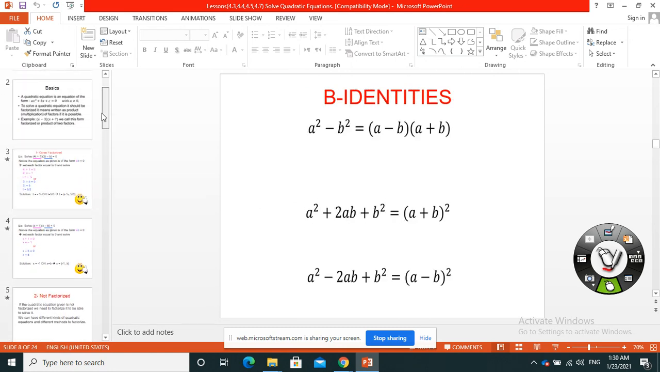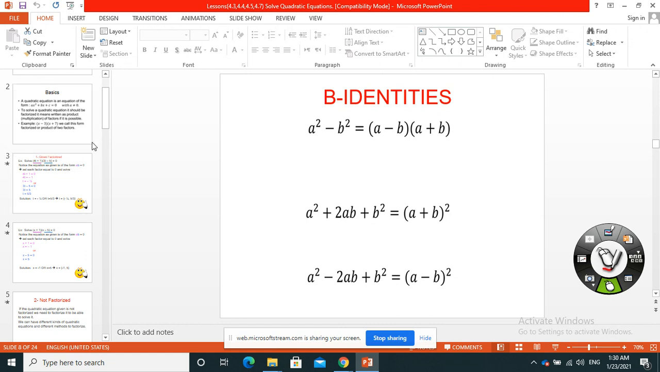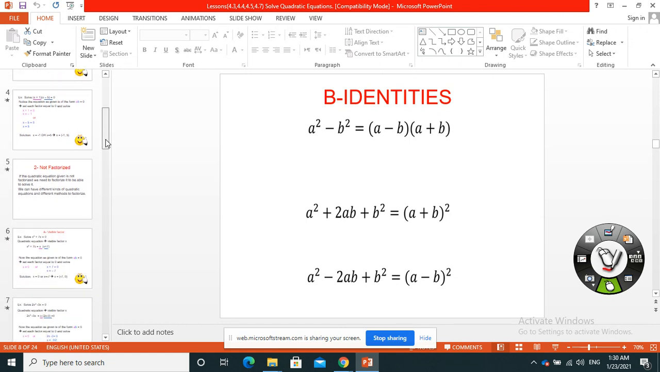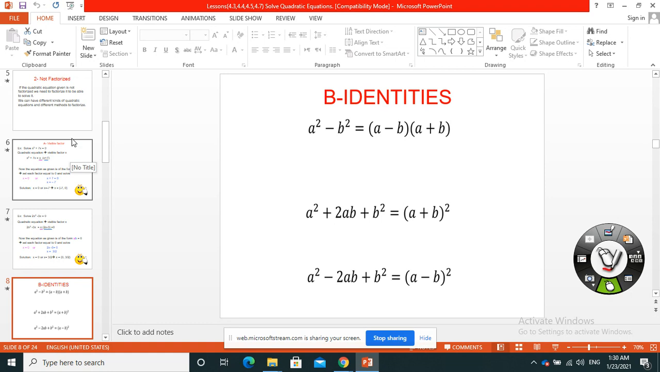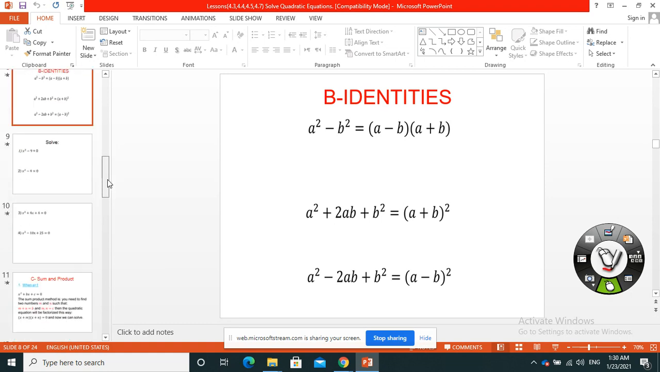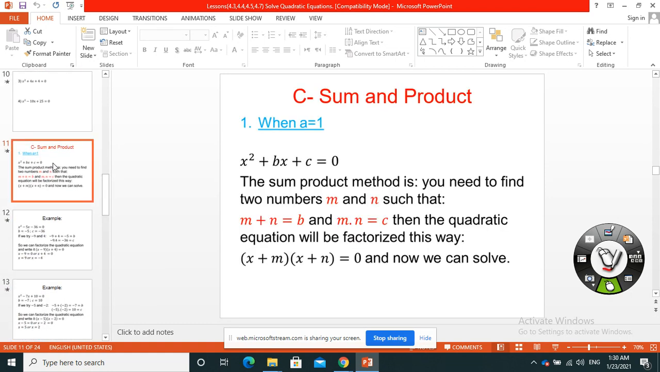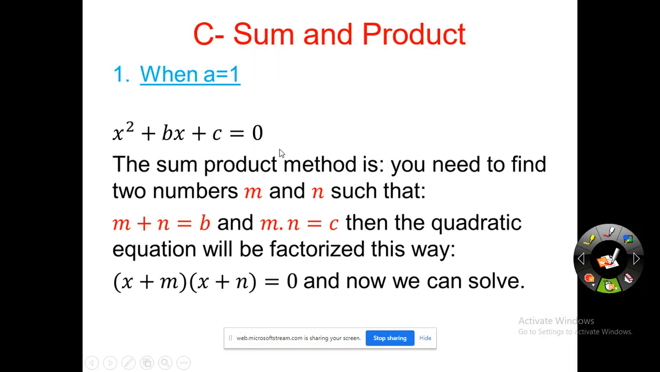If I don't have a visible factor, I cannot see it. If it's not an identity, what can I do? I could do it by using the sum and product, but I need to have a special form: ax squared plus bx plus c. For the sum and product, I have two cases, and I need to be very careful: when a is 1, and when a is not 1. In this video, we're just going to work when a is equal to 1.